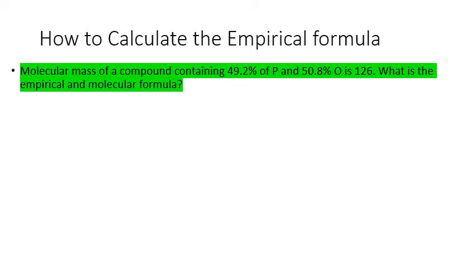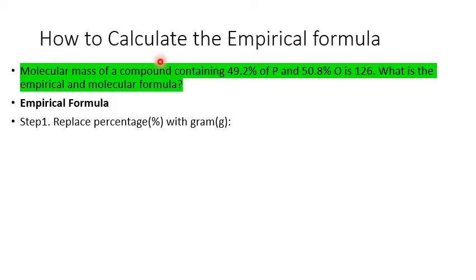The question asks, the molecular mass of a compound containing 49.2% of P and 50.8% of O is 126. What is the empirical and the molecular formula? So let's start with the empirical formula. First step is we are going to be replacing these percentages with grams. Okay, so let's do that.